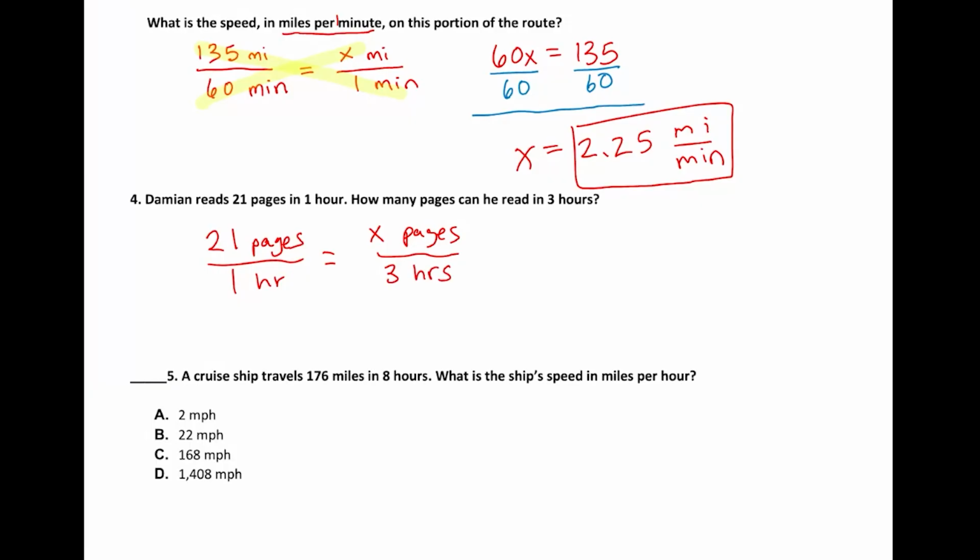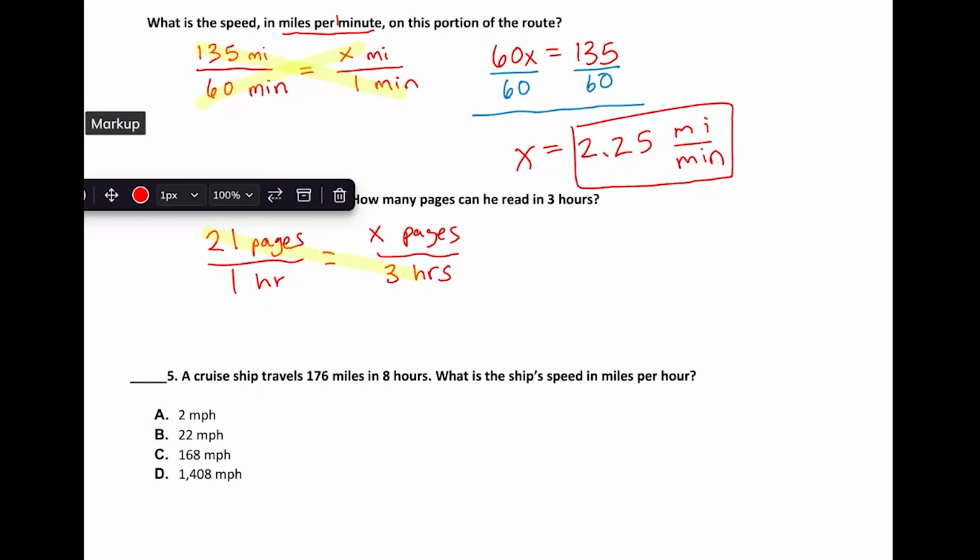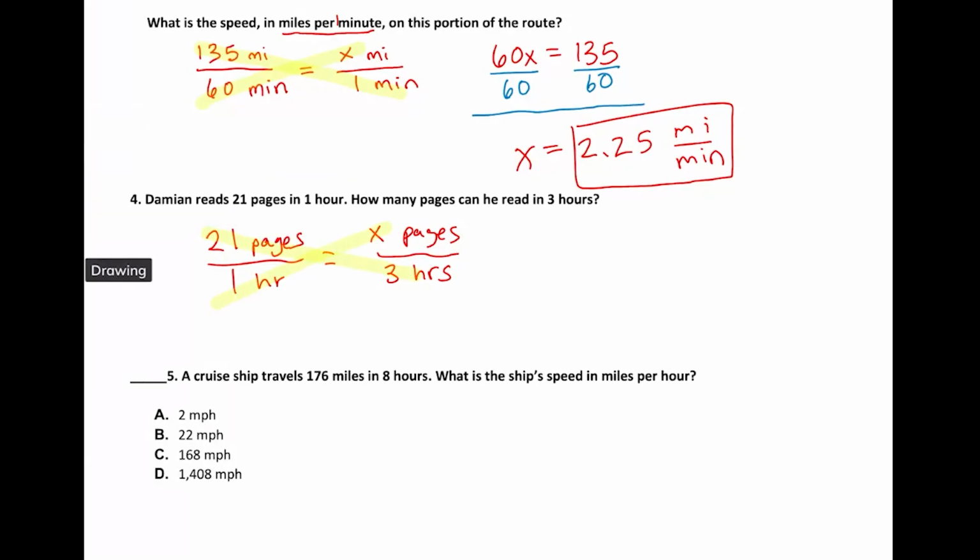So, usually you think of speed as a distance per time. This is still a rate. It's not really a speed because you're not traveling a distance, but it can still be solved the same way. So we'll use that cross products property, multiply 21 by 3 and 1 times x. Now 1 times x is just x. So this is actually going to be a little bit easier than the past couple of problems. 21 times 3 is 63, and there's nothing really to solve here. It's already solved. So 63 pages in 3 hours.